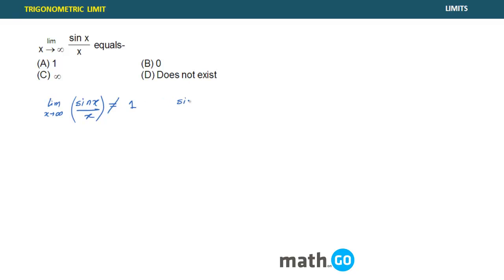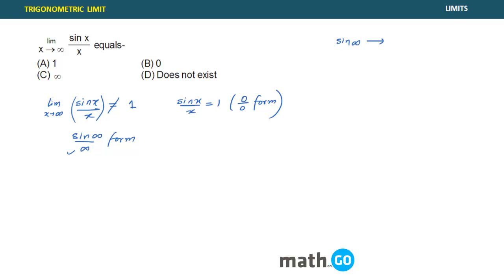It is not equal to 1. Remember, whenever you see sin x by x, the answer is 1 when the form is of the type 0 by 0, right? So check whether it is a 0 by 0 form. No. Why? Because it is of the form sin infinity by infinity, right? And this is especially not equal to 0 by 0 form.